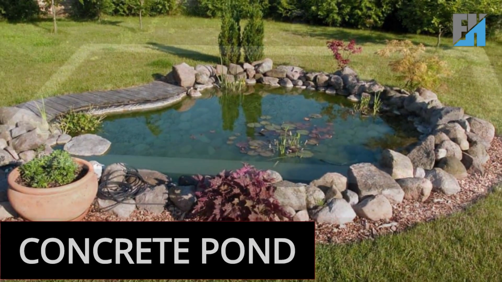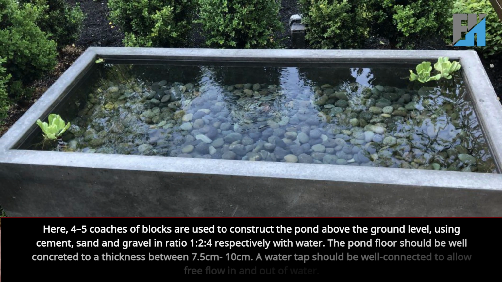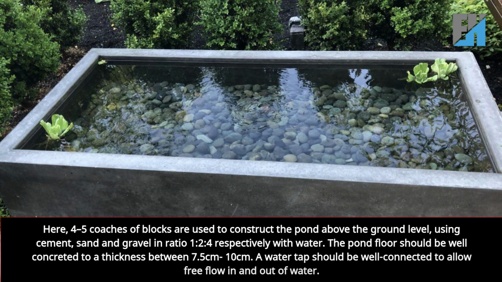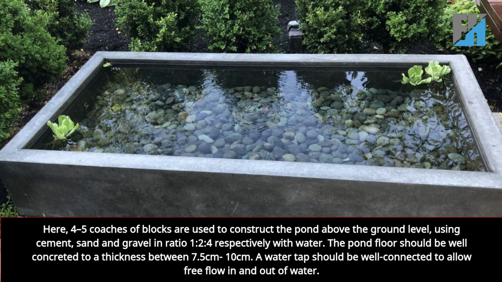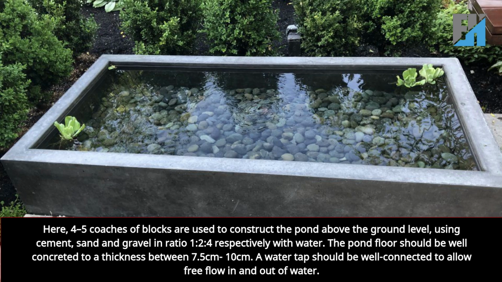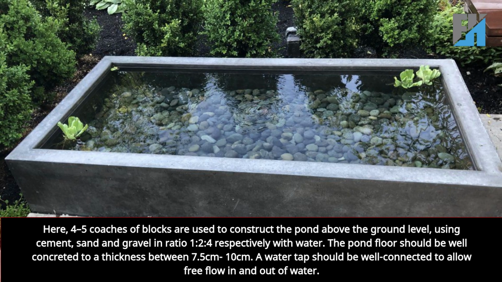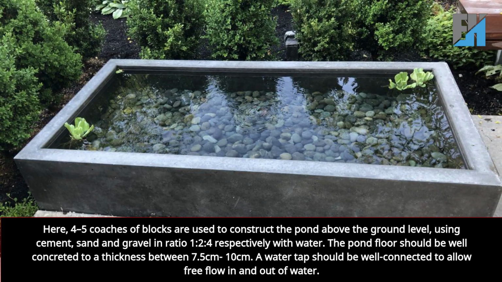Concrete pond. Here, 4 to 5 courses of blocks are used to construct the pond above the ground level, using cement, sand and gravel in ratio 1:2:4 respectively with water. The pond floor should be well concreted to a thickness between 7.5 cm and 10 cm. A water tap should be well connected to allow free flow in and out of water.